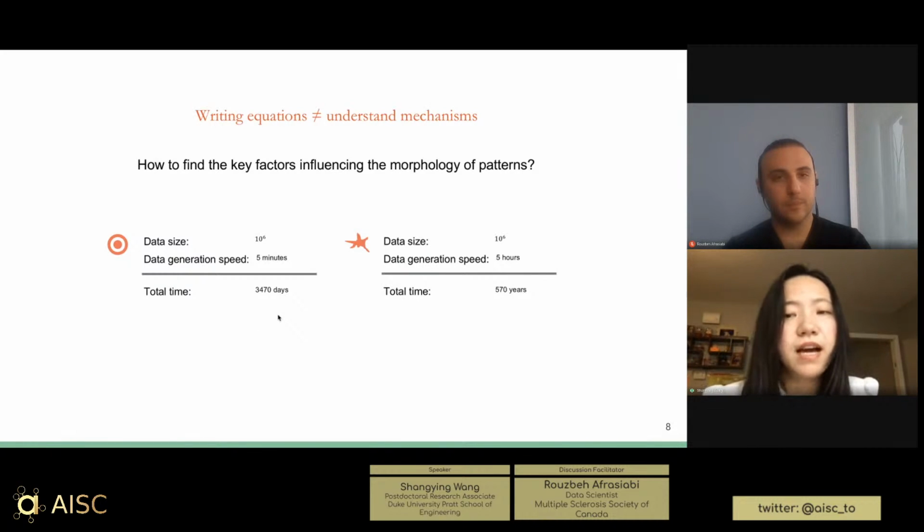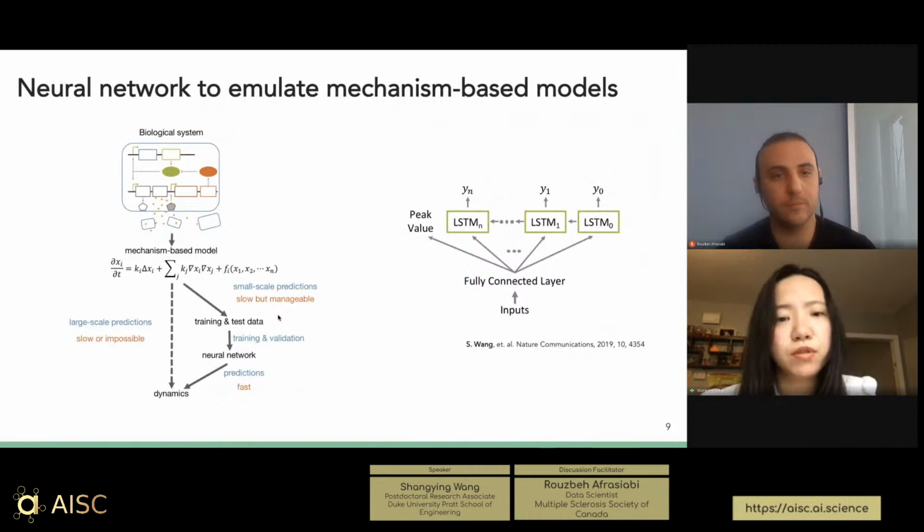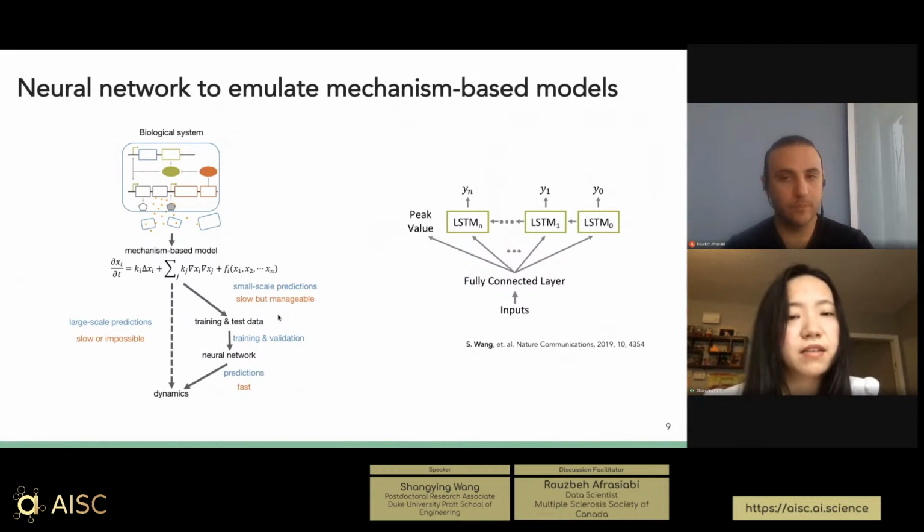So then I propose this framework. If I can use a neural network to emulate the mechanism-based model, then using a neural network to screen through the parameter space will be much faster. This is a framework based on that idea.